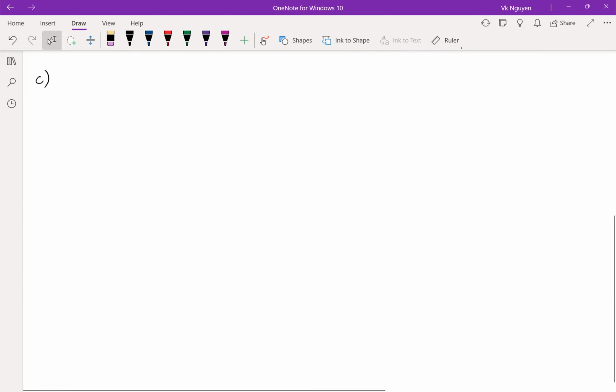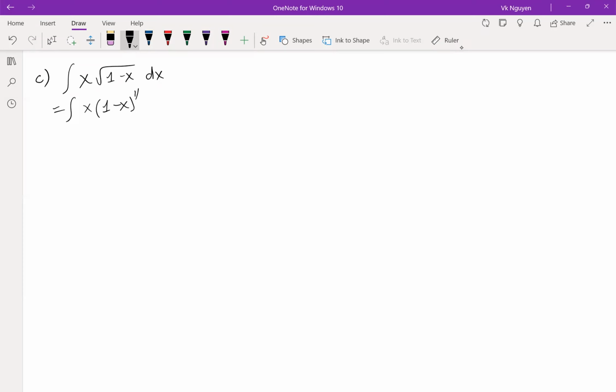C. Integral x square root 1 minus x dx. We can rewrite this as integral of x times (1 minus x) to the power 1 over 2 dx. We have a base here, 1 minus x. So it would be a good idea to let it be u.